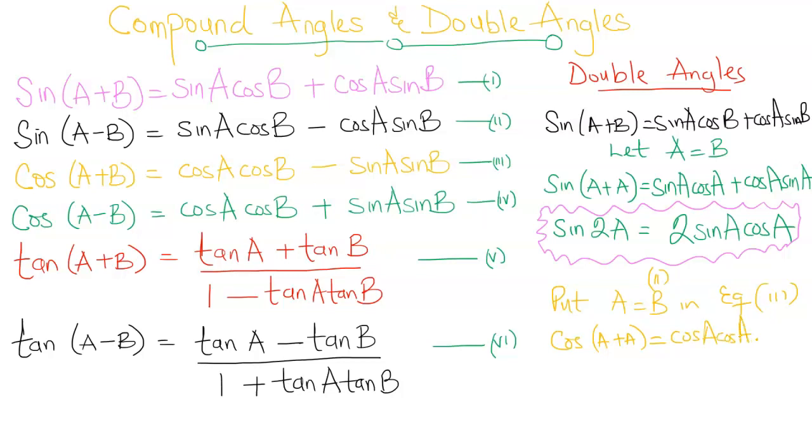There is a negative sign. This is sine A sine B. It becomes sine A sine A. Cos (A plus A) is cos 2A. Then cos A times cos A is cos squared A, minus sine A sine A, which is sine squared A. Of course, I can leave my answer in this form, but it's not going to be as tidy as I want it to be.